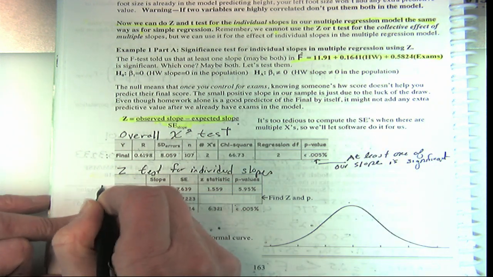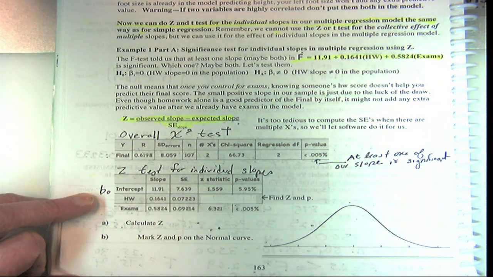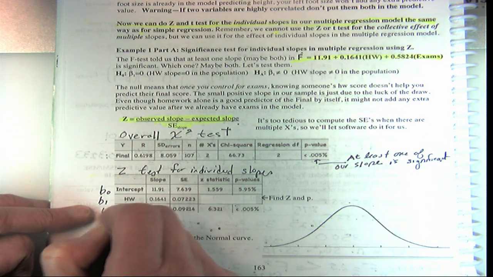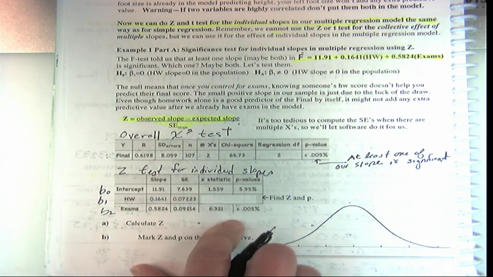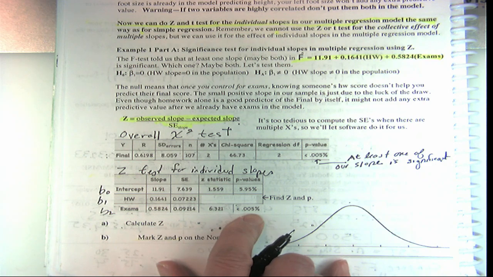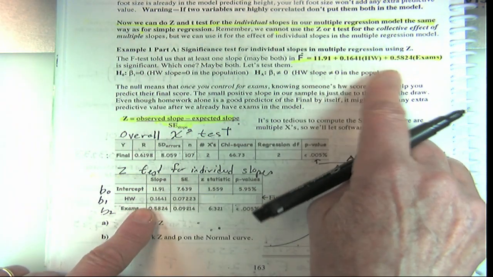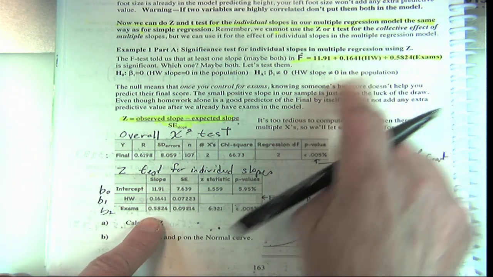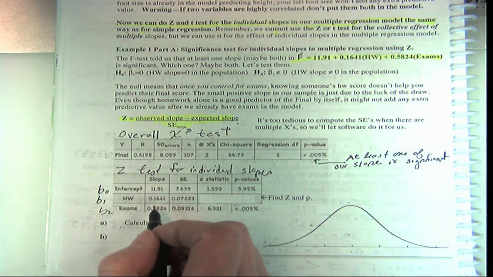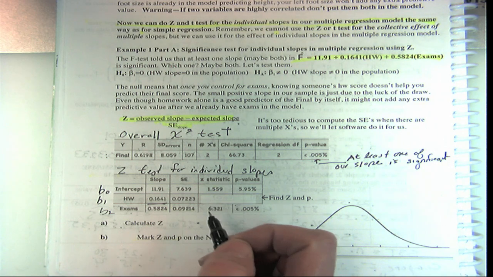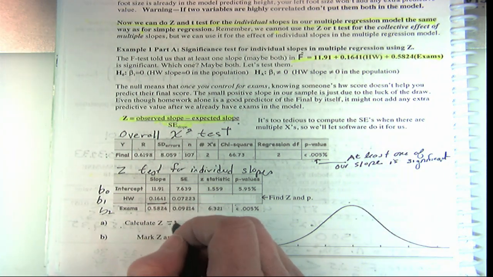All right, so this is B0. We're not going to test that intercept. We're just going to test B1 and B2. And B2 is already done for us. We can see it's significant. So these are the same slopes here. This is our observed slopes right up here. So here's our homework slope, the observed. So that's our observed slope right there.